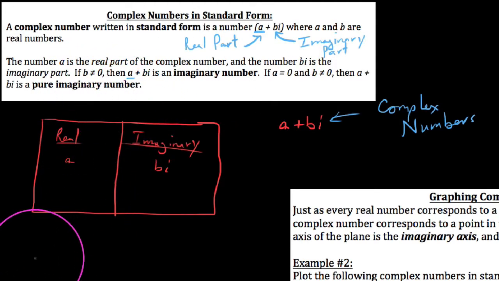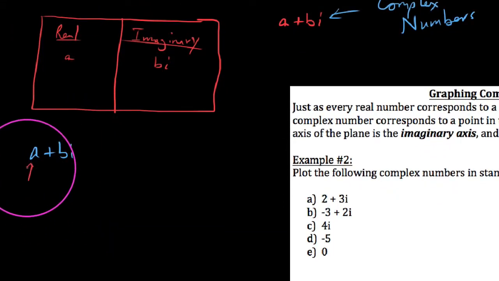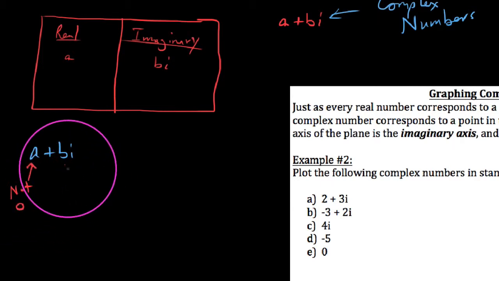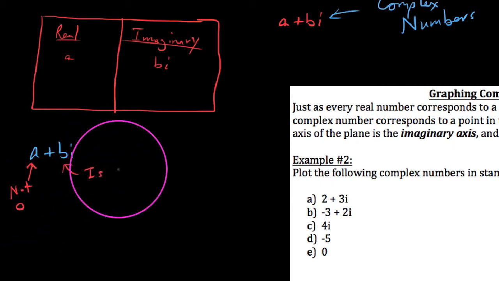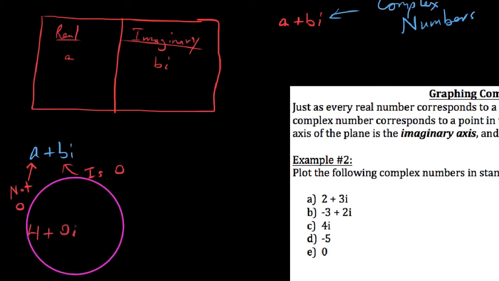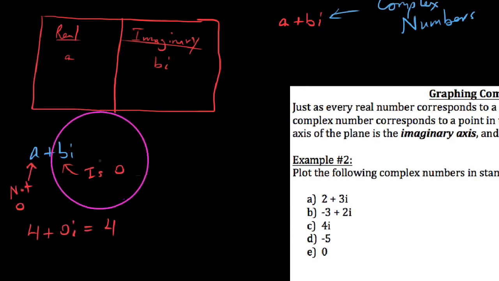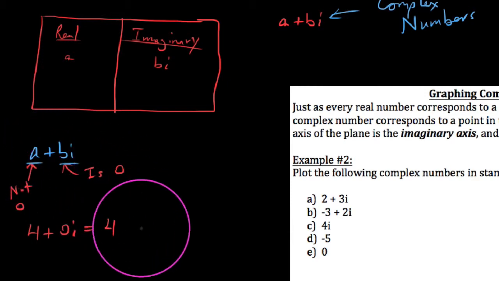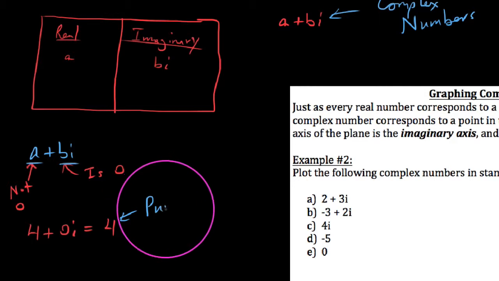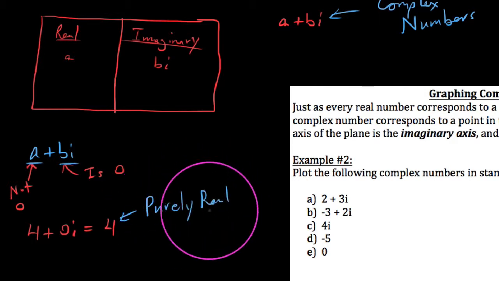So what I want to point out is this. Given a number a plus bi, let's say the a part is not 0, and the b part is 0. Then we would get a number like 4 plus 0i, which would equal 4. We refer to anything that has a b part being 0, but the a part not being 0, as a purely real number. This is purely real because it has no imaginary part.